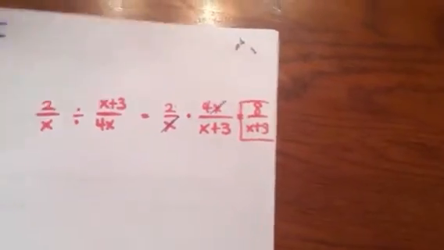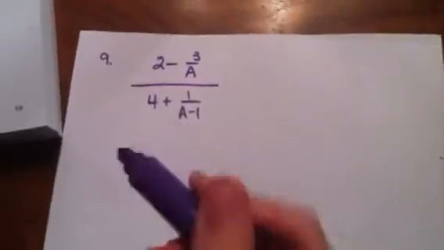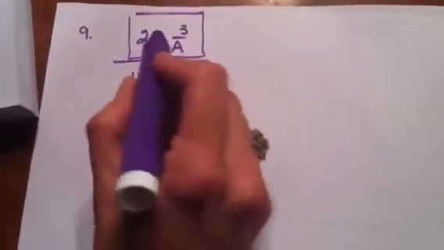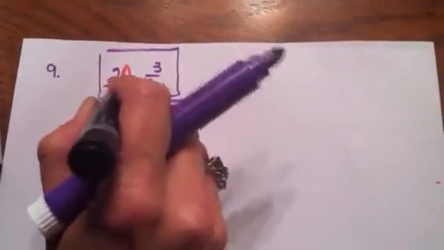Okay. Now let's try another one that's maybe a little bit more interesting. How about number 9? Notice this one's a little bit more complex, so let's just focus on this one right now. Remember, to subtract these, we have to have a common denominator. Since this guy has a denominator of a, this guy needs a denominator of a as well. So I'm just going to multiply the top and the bottom by a.